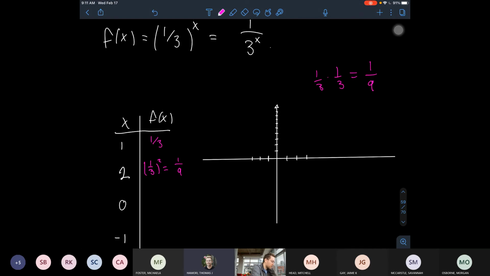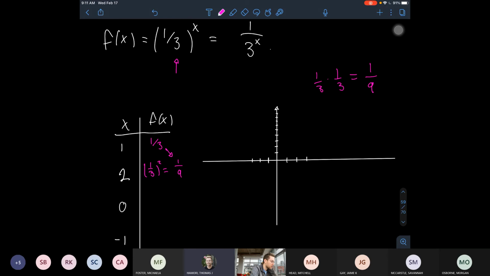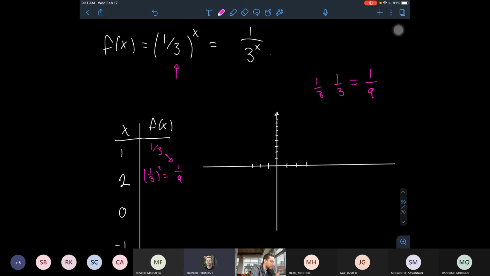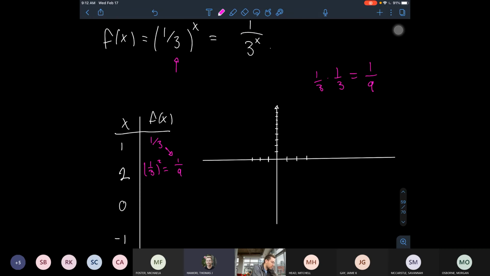Okay? And look what happened here. As we moved to the right, okay, as x went from 1 to 2, the height of our function went from being 1/3 to being 1/9. So the height of our function became less. Okay, so this is kind of showing you why when we have a number which is between 0 and 1, when we take larger and larger powers of it, the number is actually getting smaller. Okay, so let's try 0. Well, 1/3 to the 0 is just like with any other number equal to 1.